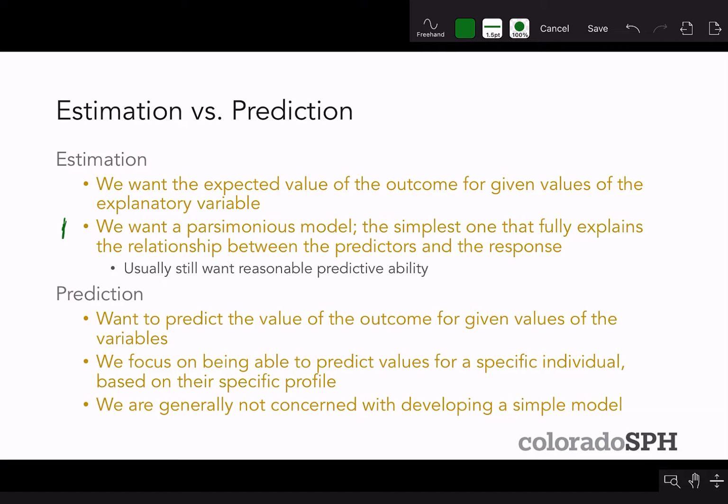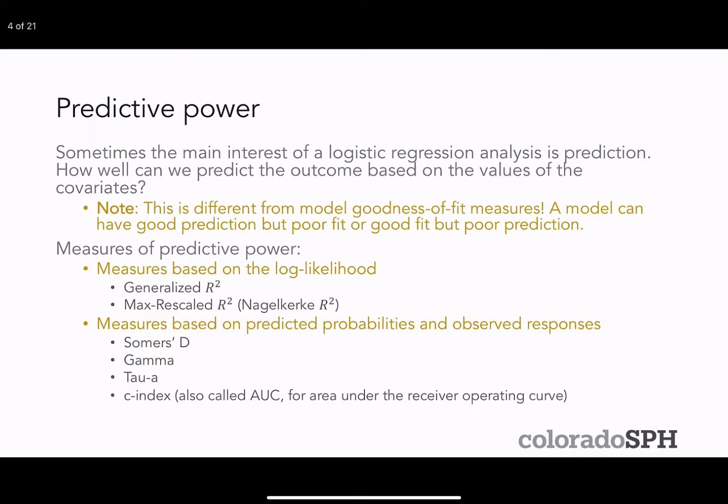And when prediction is our main goal, we want to predict the value of the outcome for given values of the variables. And we don't necessarily care as much about parsimony and interpretability. Basically, we want to focus on being able to predict values for a specific individual based on their covariates. So when the main interest of a logistic regression in particular is prediction, how well can we predict the outcome based on the values of the covariates?